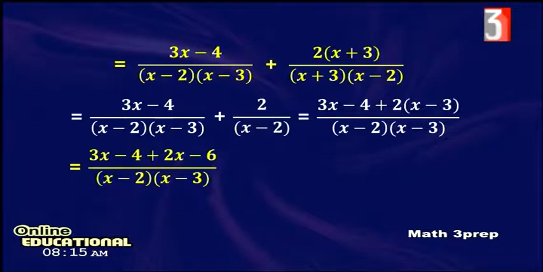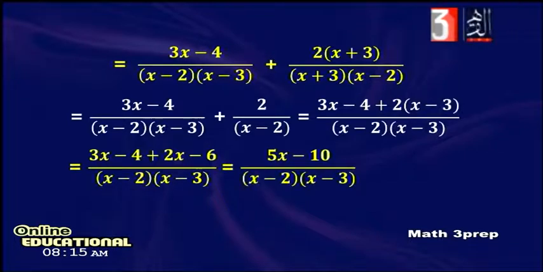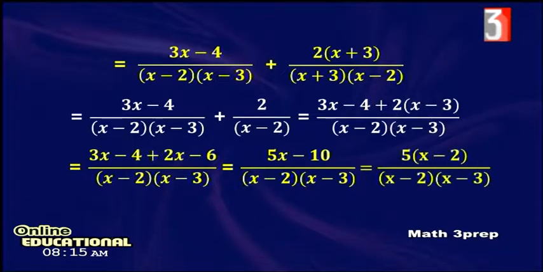By collecting like terms, 3x plus 2x gives 5x. Negative 4 minus 6 gives negative 10 over (x minus 2)(x minus 3). When you look carefully, you are going to notice that you can take 5 as a common factor from the numerator. By taking 5 as a common factor, the bracket will be (x minus 2) over (x minus 2)(x minus 3). By reducing x minus 2 together, you are going to obtain a result as 5 over (x minus 3).